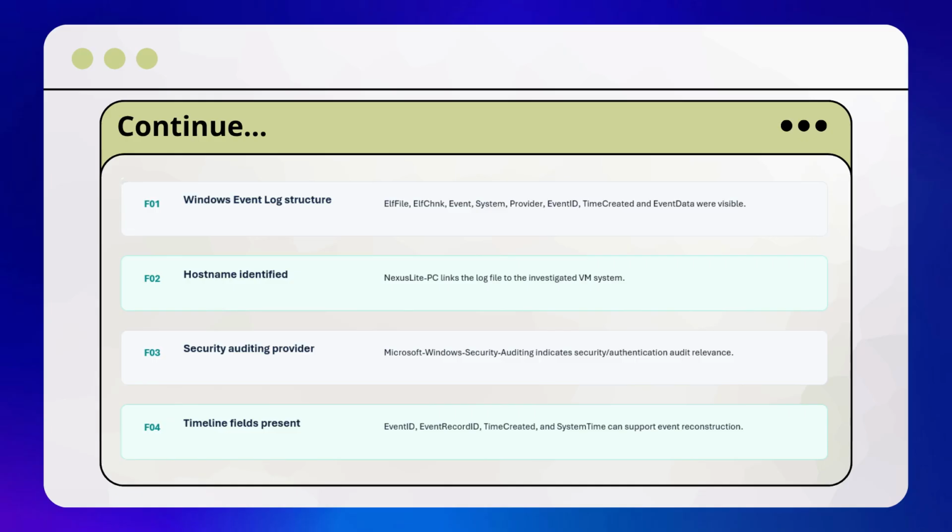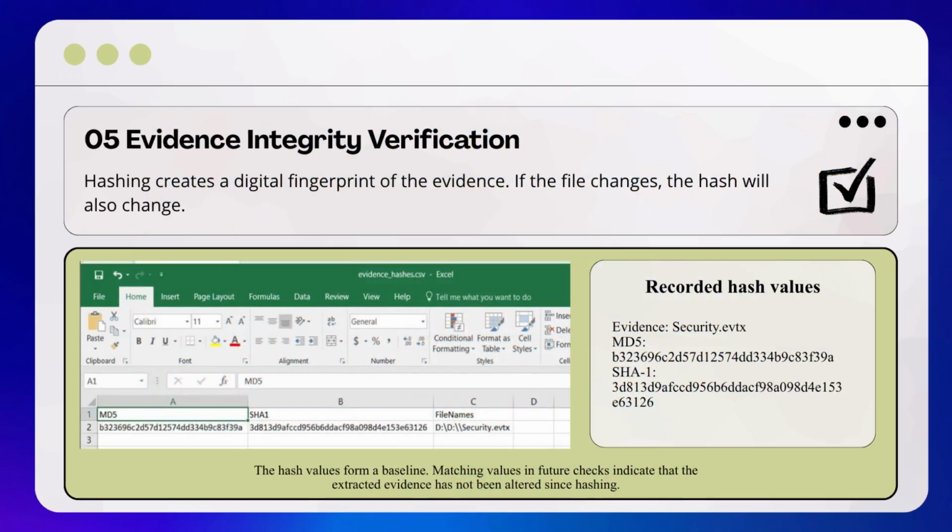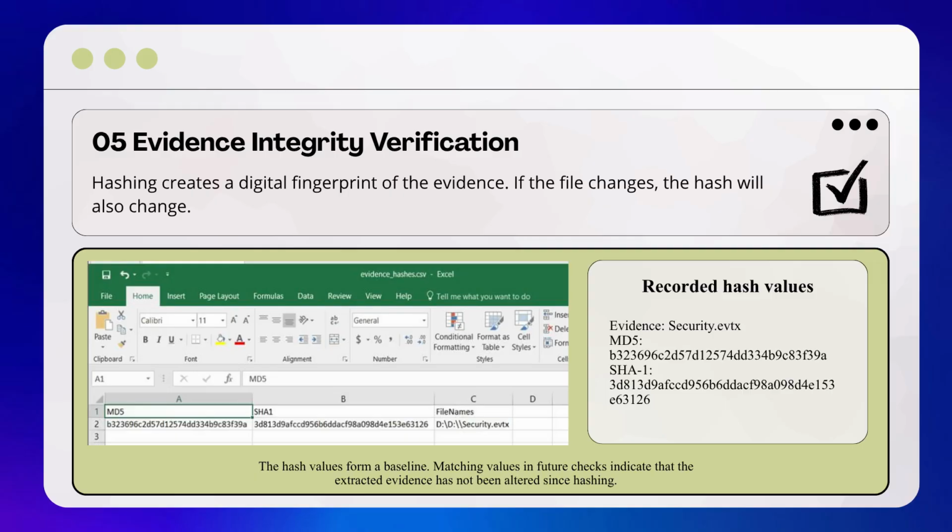Fourth, timeline-related fields such as event ID, event record ID, time created, and system time were present. This finding shows that the collected artifact is suitable for further authentication analysis. However, additional EVTX parsing is still needed to identify the exact logged event. Now I will continue with the evidence integrity verification.